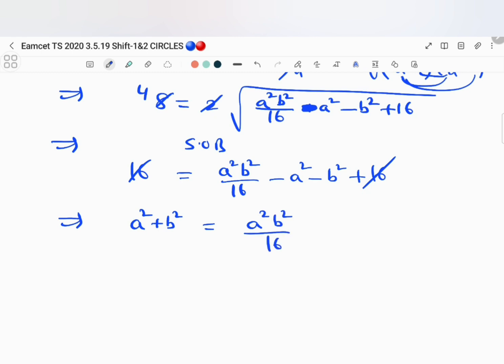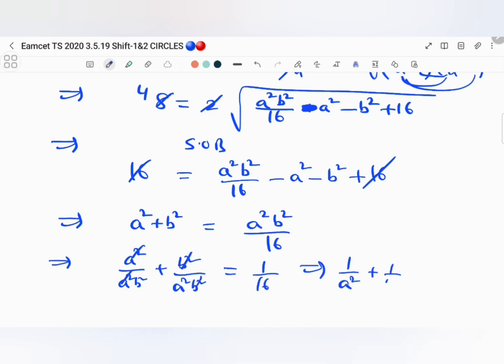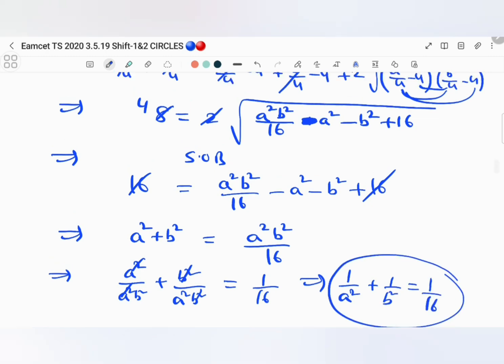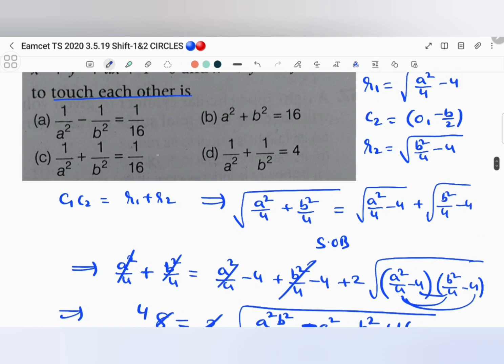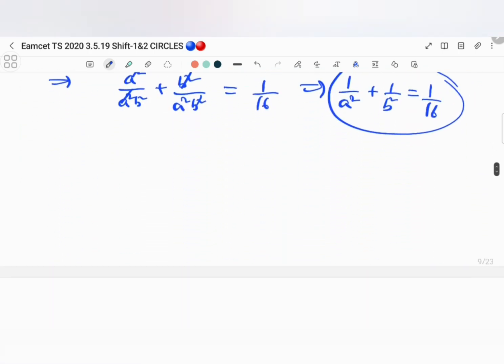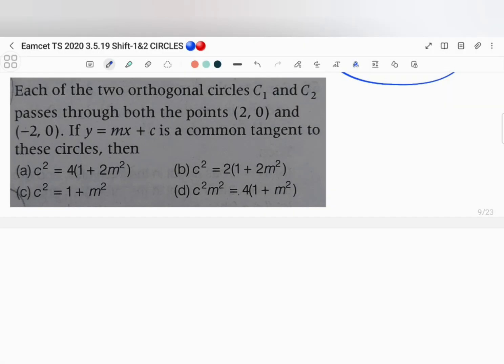So a square b square, we can take into the LHS denominator. a square by a square b square plus b square by a square b square is equal to 1 by 16. That implies 1 by a square plus 1 by b square is equal to 1 by 16. So this is the condition. So answer is third option, dear students. We'll move on to the next question. Yeah, the next question.